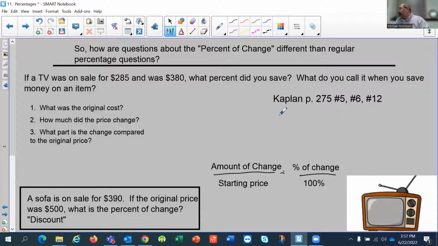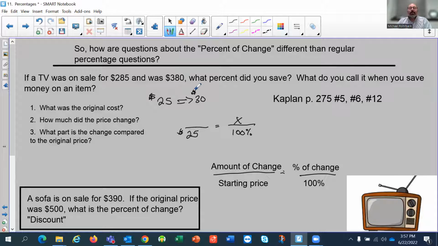Find the percent of increase from $25 to $30. So here's our problem. We're going from 25 to $30. Set up our four spaces. We want the percent of change from this to this. Okay, we know we have 100%. And if you want to pause and try this, try it. See if we get the same answer. We're looking for the percent of change. The starting price was $25. So that's what goes down here.